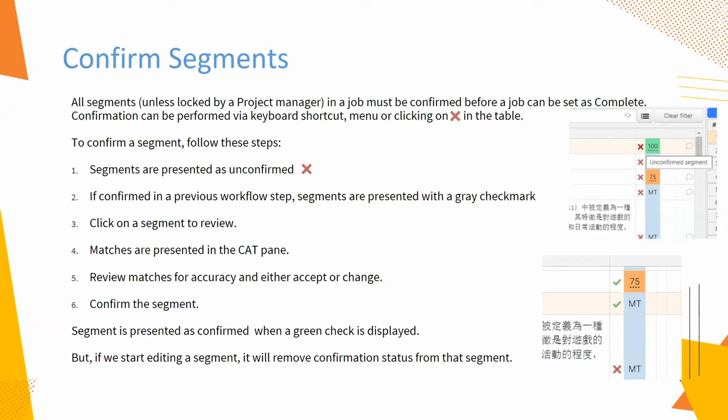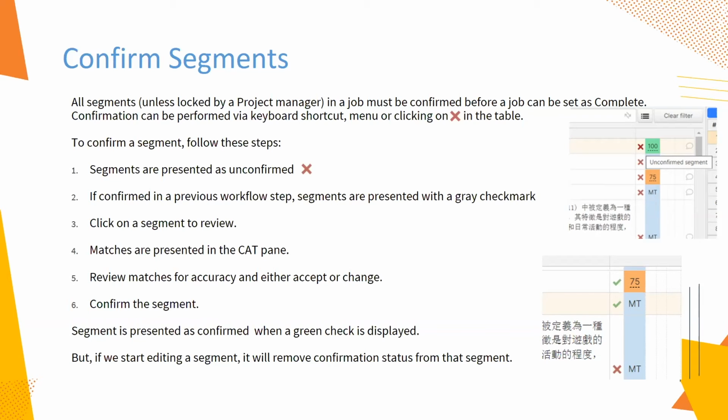And then we have to review it by clicking on it, and the matches will be presented in the CAT pane. Then we can type, revise, and review the content to make it accurate. We can either accept it or change it. Then if the translation is satisfying, we confirm that we accept it. Then we confirm the segment. So a green check will be displayed once it is confirmed.